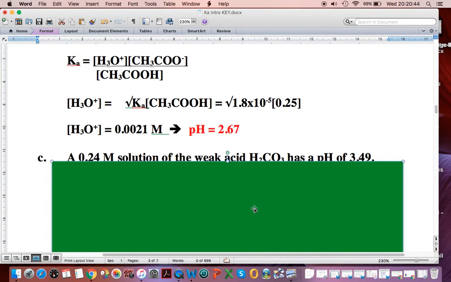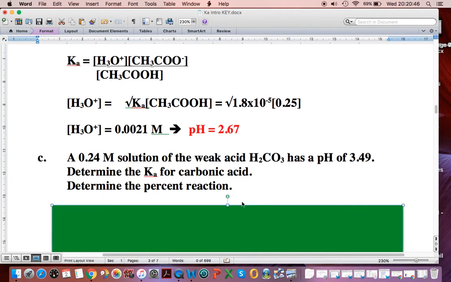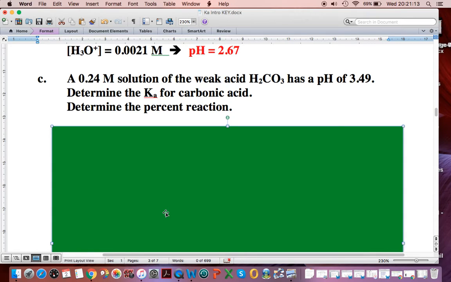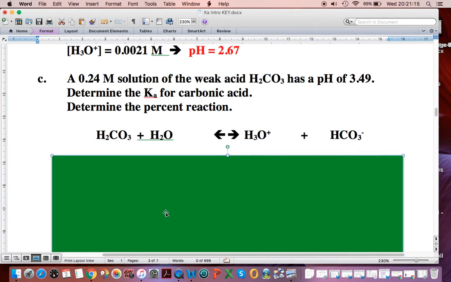C is going to be a slightly different question. In fact, it has two questions. In this case, we don't have to find the pH, we're given it. Like before, we have a starting concentration. So first we're going to find the Ka, and then we're going to show you how to determine a percent reaction because many textbook questions will ask you about percent reactions. And if you look at the textbook Ka chart, it actually gives you the percent reaction for many of the weak acids. So we need our equilibrium reaction.